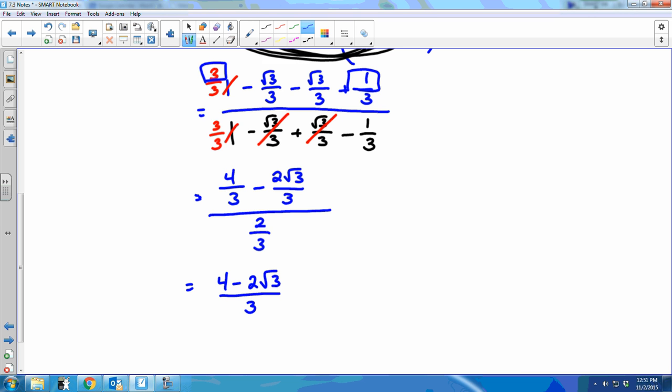When you're dividing fractions, you multiply by the reciprocal. And times 3 over 2. If you want to do it that way. I'm just going to cancel the 3's out. Everyone, we're almost done. Yeah, you can distribute the 3. I need to have 12 minus 6 square root of 3 over 6.